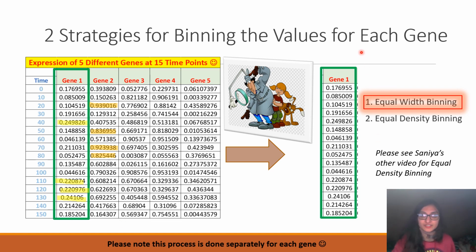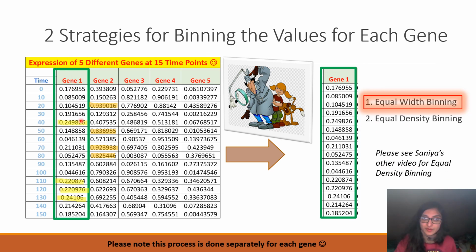And there are two different ways for us to do this binning. One is equal width binning, where the bins all have the same width. Maybe we take the maximum minus the minimum, find the number of bins we want, and each bin will have the same width. The other is equal density binning. Equal density is saying that each bin should have the same number of genes in it.